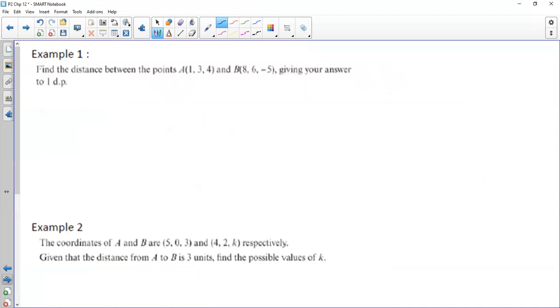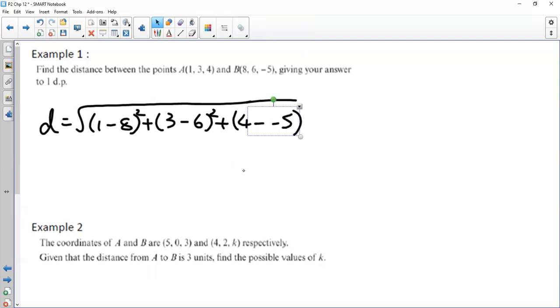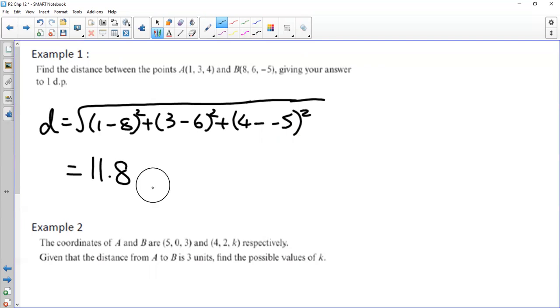Next. Example number 1. Find the distance between the points A and B. Give your answers to one decimal place. So distance equals the square root of x1 minus x2 squared, so 1 minus 8 squared plus 3 minus 6 squared plus 4 minus 5 squared. Let me write minus in here; on a calculator, you can do minus and it will do the plus for you. So put the whole thing in a calculator, and I get 11.8. No units. Distance, that's 11.8. Okay, fairly straightforward.